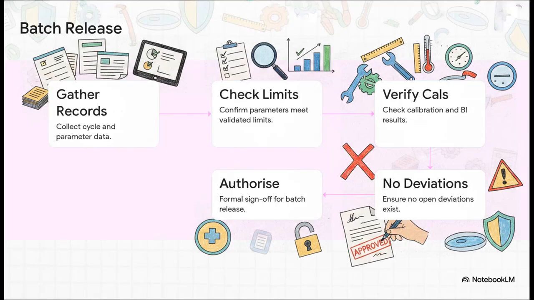So what does a formal batch release actually look like in practice? It's a very strict workflow. First, you gather all your cycle and parameter records. Second, you confirm those parameters perfectly match the validated limits, no guessing allowed. Third, you verify that the instruments measuring those parameters were actually in calibration, and you check any BI results if you're using them. Fourth, you make absolutely sure there are no open deviations affecting that batch. Only then do you reach Step 5, where a specifically defined authorized person actually signs off to release the product. It's a formal, evidence-based decision every single time.